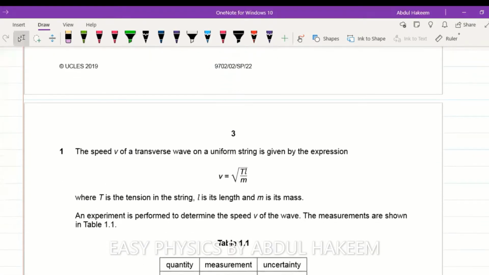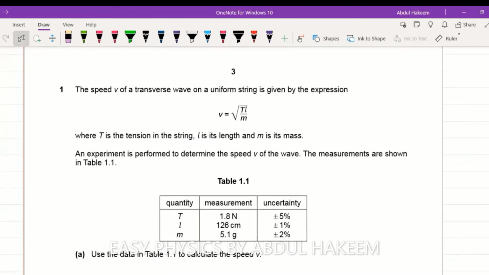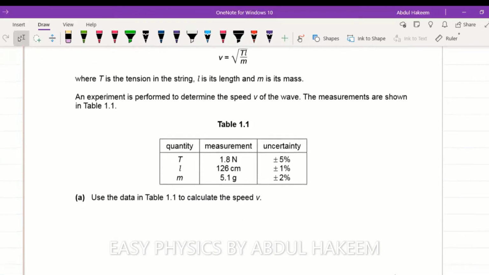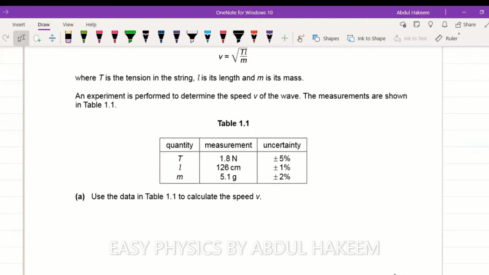Now move to question number 1. The speed v of a transverse wave on a uniform string is given by the expression v equals under root TL over m, where T is the tension in the string, L is the length, and m is the mass. An experiment is performed to determine the speed v of the wire. The measurements are shown in the table.